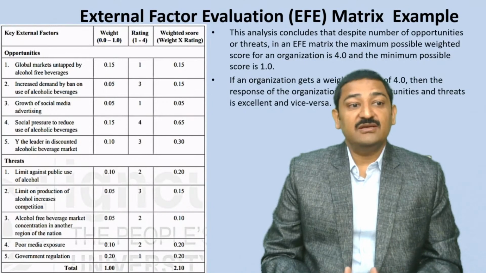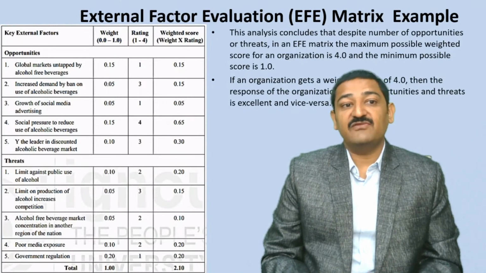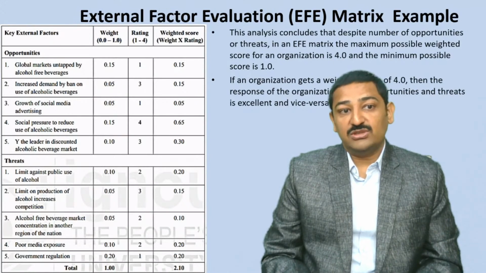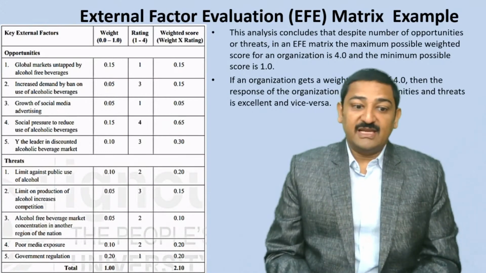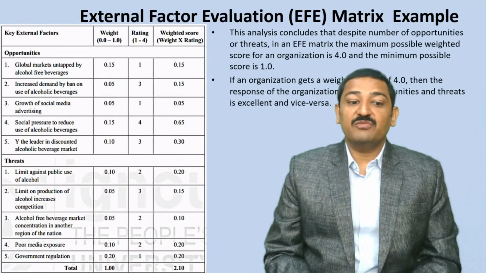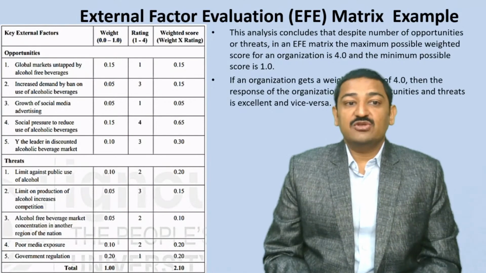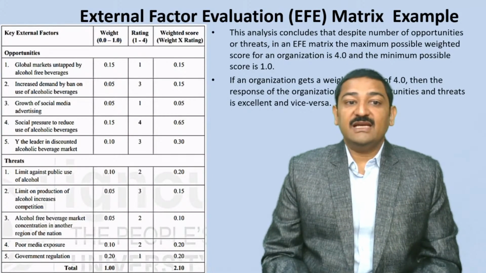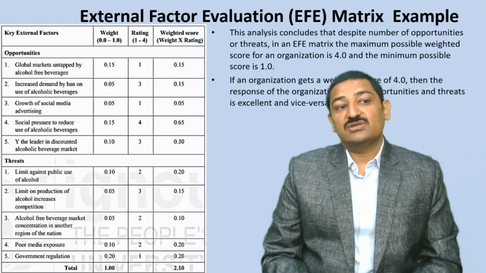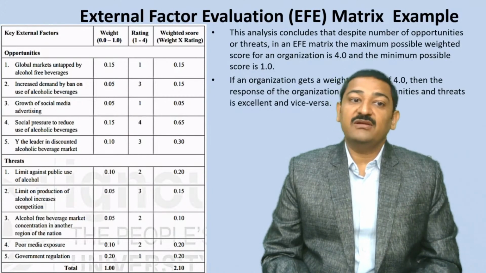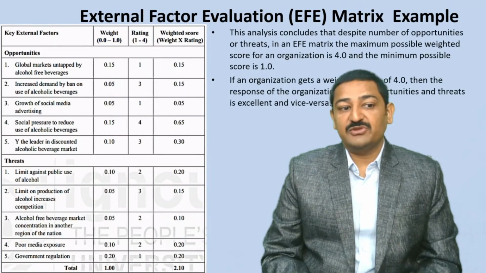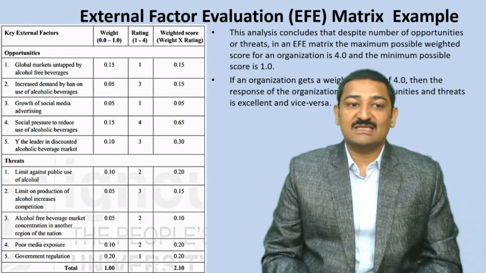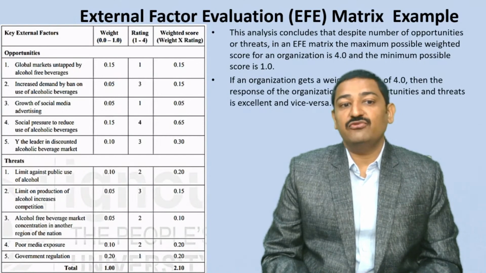So initially, opportunities and threats have been given a weight between 0 to 1, and the total of all the opportunities and threats weight is 1. It cannot be more than 1 and it cannot be less than 0. Subsequently, a rating has been given to each such external factor between 1 to 4. So opportunities as well as threats, individual factors, have been assigned a rating between 1 to 4.